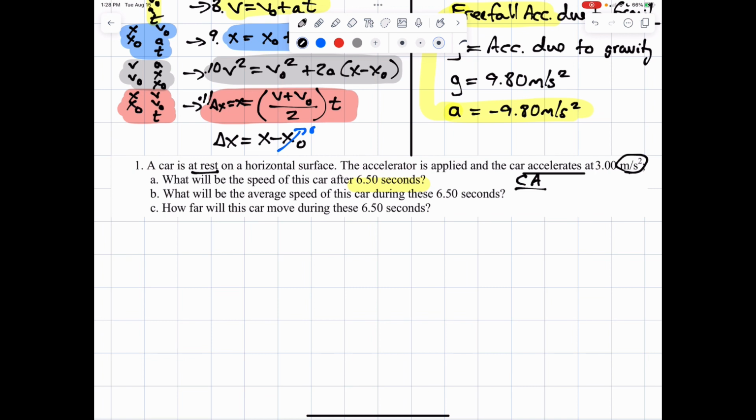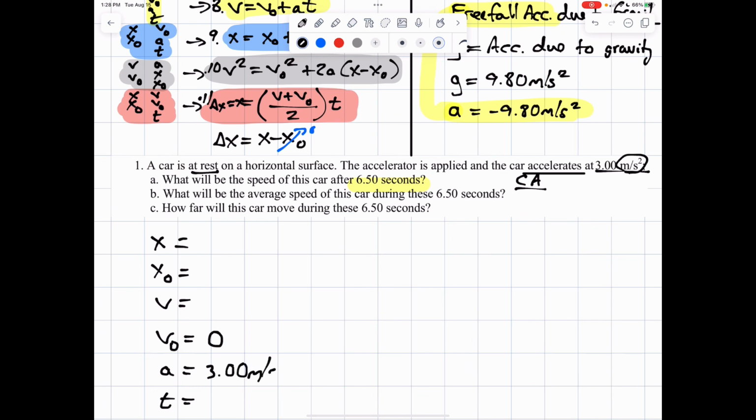Be prepared to make this list for every acceleration problem: x, x naught, v, v naught, a, and t. Now, a car at rest would start with 0 initial velocity, so you put that in there. We're given the acceleration, so that's 3 meters per second squared.